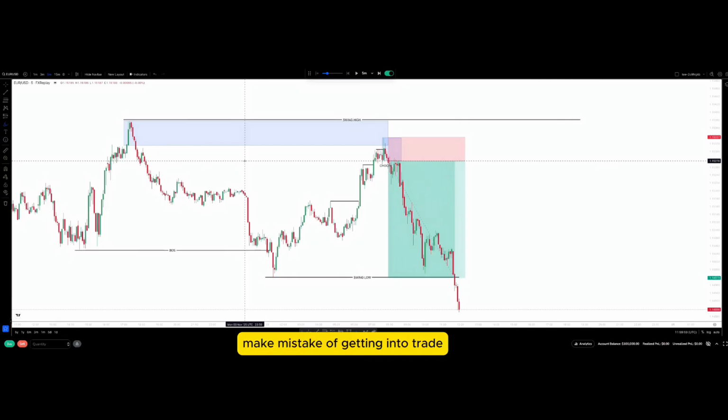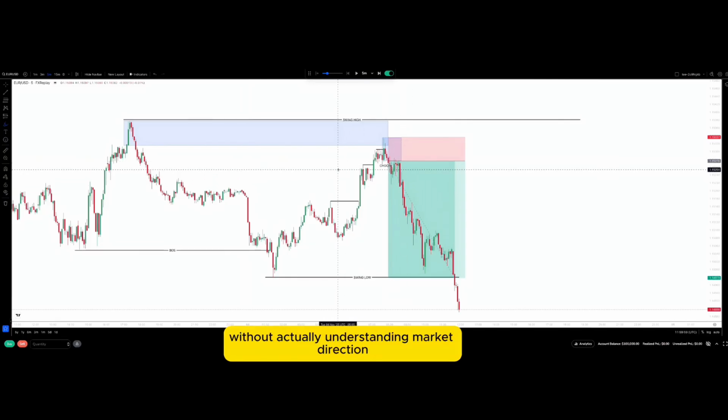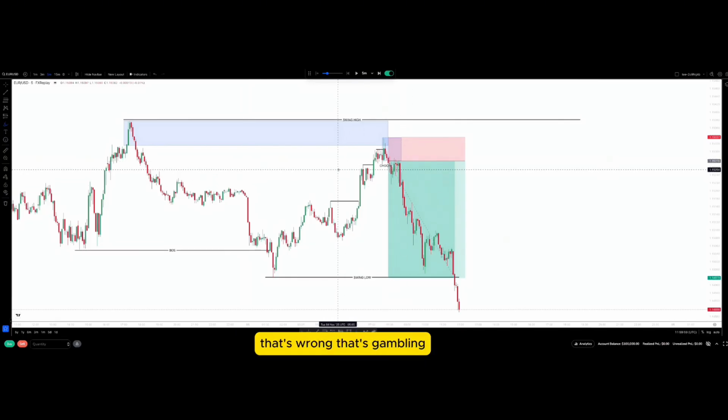I notice most traders make the mistake of getting into trades without actually understanding market direction. That's wrong. That's gambling. The trend is your friend. It's safer to flow with the trend.